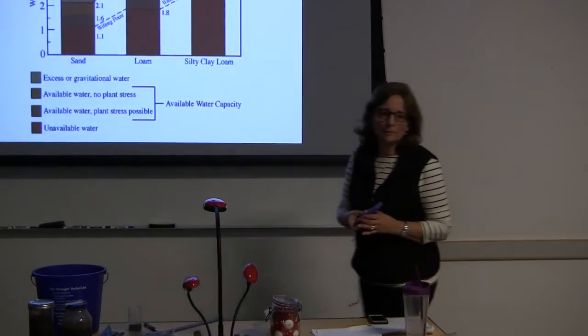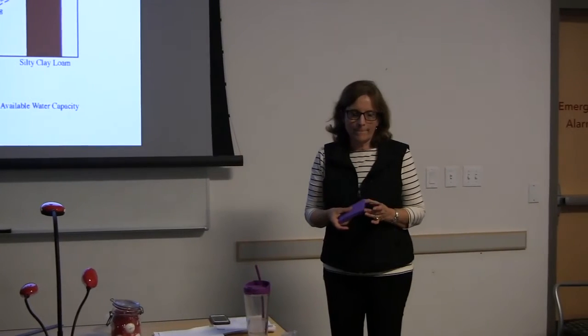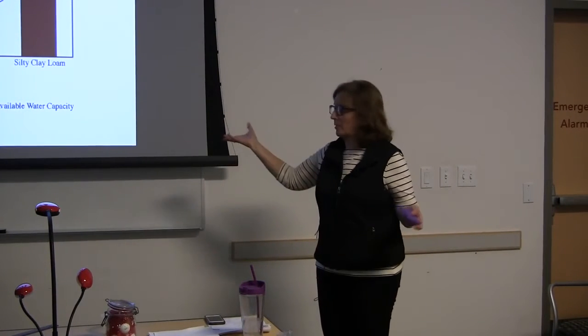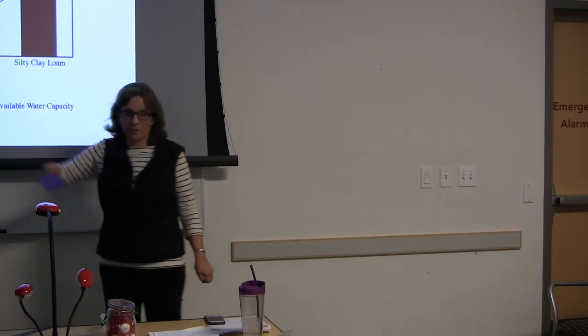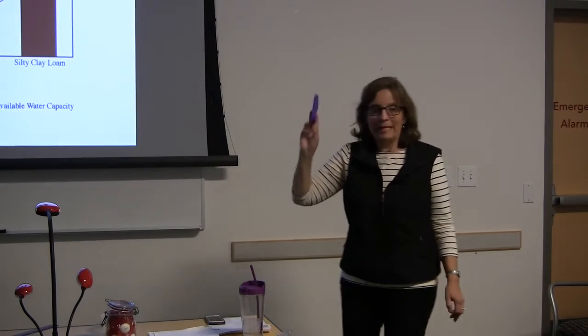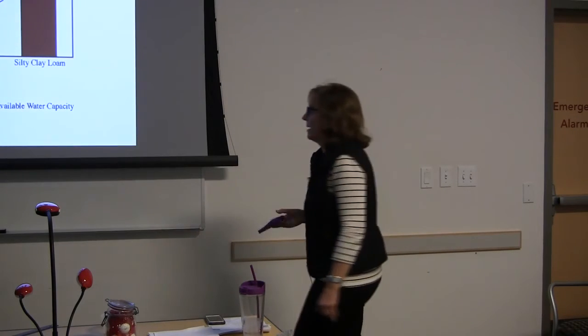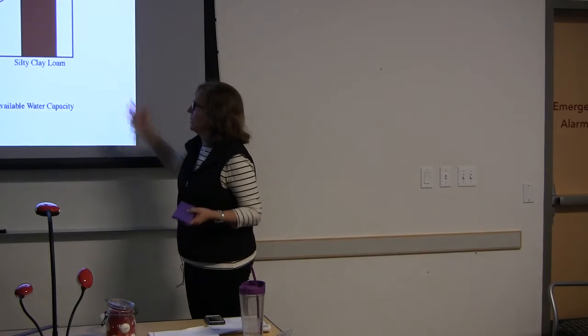Would a plant respond the same way to unavailable water and just dry soil? Yes. When it gets to the wilting point, even though there's still technically water in the soil, it's still technically moist. It's just not available for that plant to get. And so it will begin to wilt.